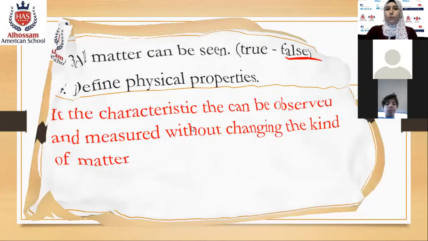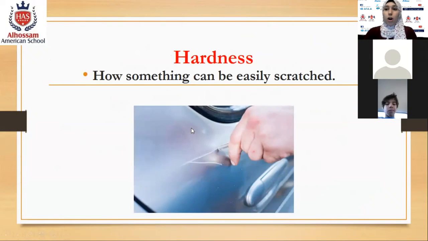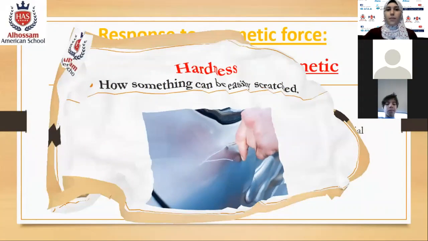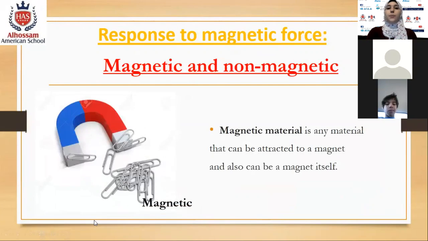Now we're going to talk about hardness. We said that hardness is how something can be easily scratched. So how hard is something? If it cannot be easily scratched, then it is very hard. Okay, and so on.